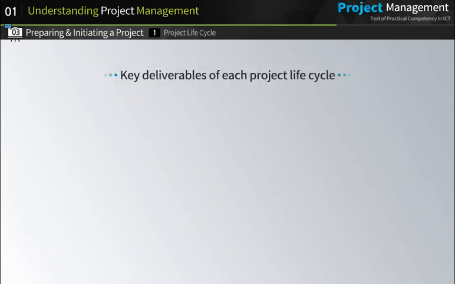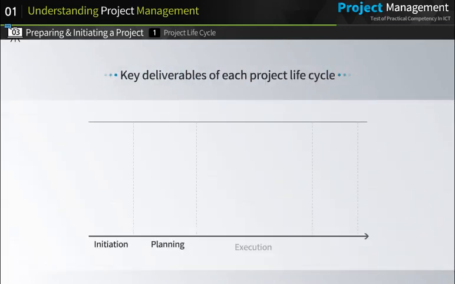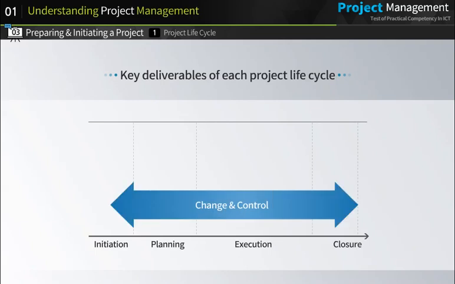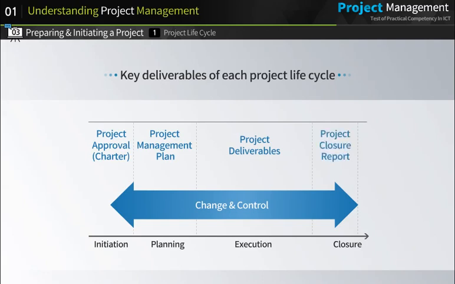Now, let's take a look at key deliverables of each project lifecycle. The initiating phase comes with project approval. The planning phase comes with a project management plan. The executing phase comes with project deliverables. Lastly, the closing phase comes with a project closure report.